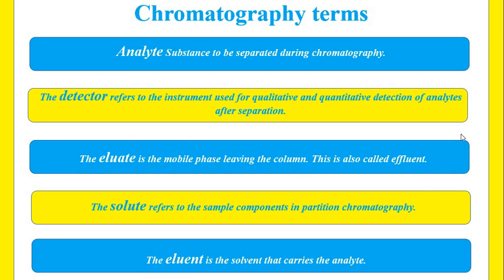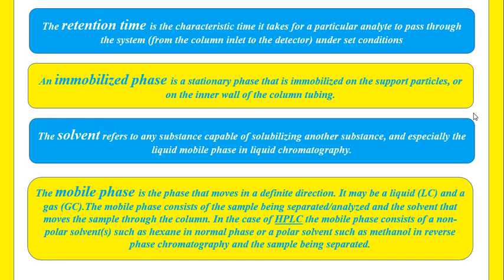Different terms most commonly used in chromatography include analyte, which is a substance to be separated during chromatography; detector, which refers to the instrument used for qualitative and quantitative detection of analytes after separation; the eluate, which is the mobile phase leaving the column, also called effluent; the solute, which refers to the sample components in partition chromatography; and the eluent, which is the solvent that carries the analyte.